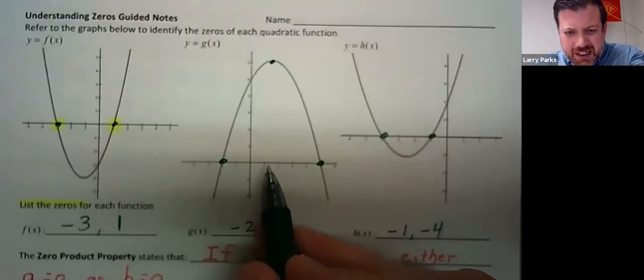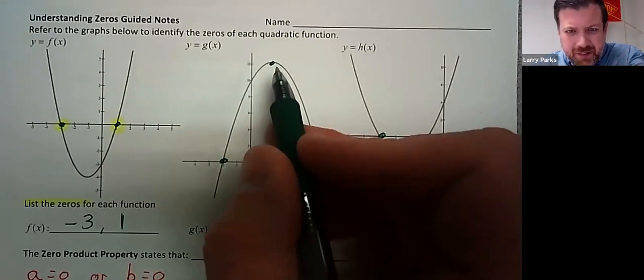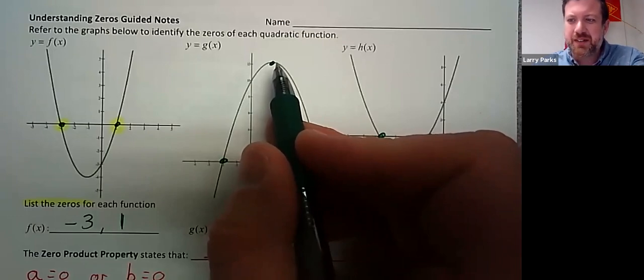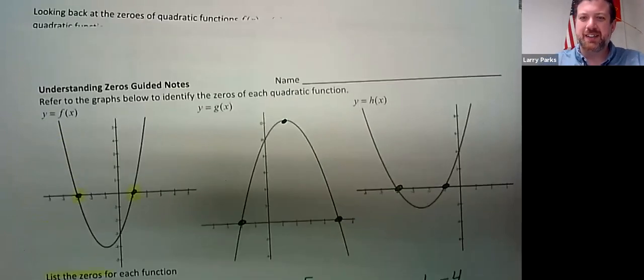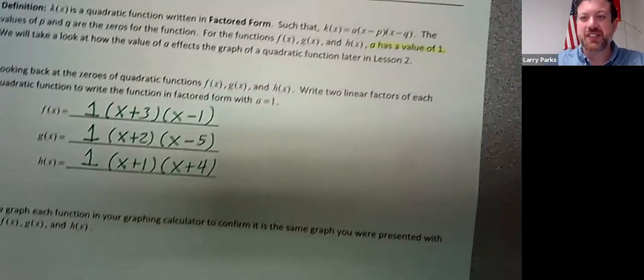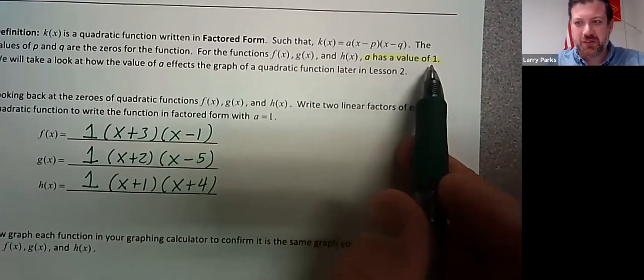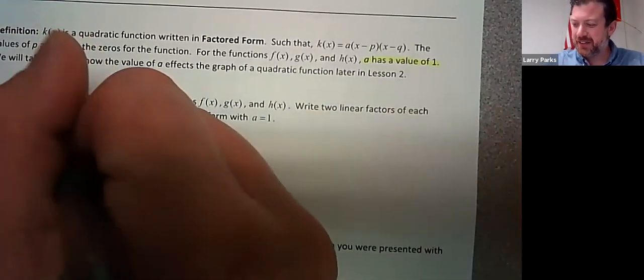Let's see. Yeah, it's about 1.5, 12.25. Okay. So looking at this, I'm glad I flipped it over. In order to flip it over, and I apologize, the note said A has a value of 1. They lied to us. We need to flip this one over.